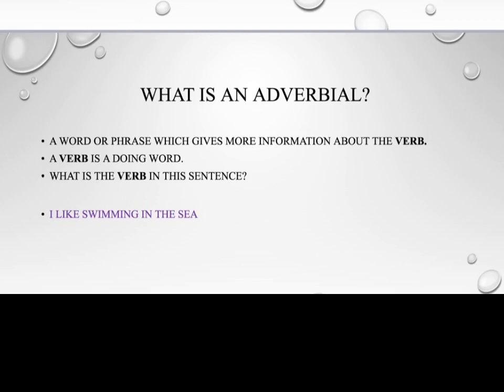And what is the verb in this sentence below? I like swimming in the sea. So what's the doing word in that sentence? I like swimming in the sea. So hopefully you've noticed that it is swimming. I like swimming in the sea, and the verb is swimming.